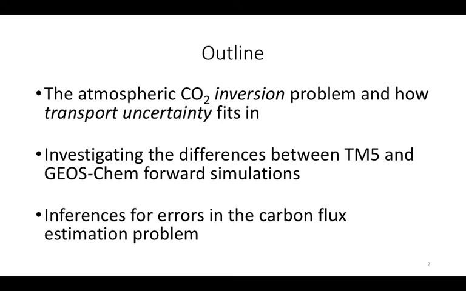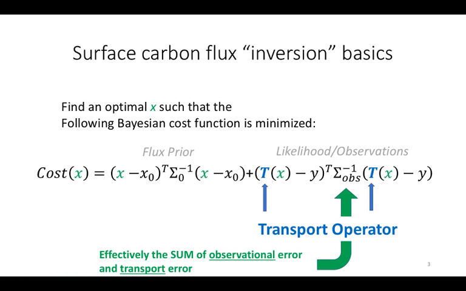Just a couple of things I'd like to touch on: the CO2 inversion problem and how the transport uncertainty fits into it. And I have a forward run of GEOS-Chem against TM5 with CO2 fluxes that we'll look at, and then try to look a little bit at how the bias in that transported signal feeds back to biased fluxes at the surface. So I'm going to move through this slide pretty fast.